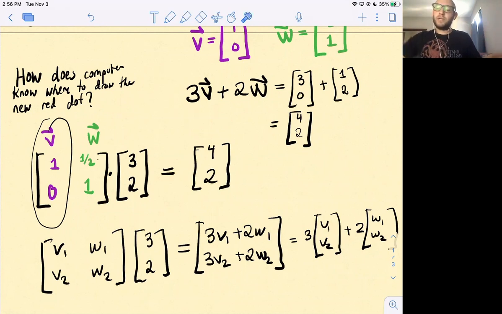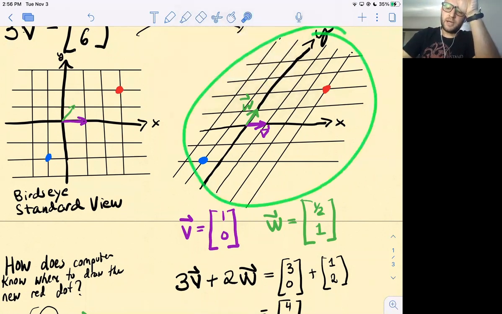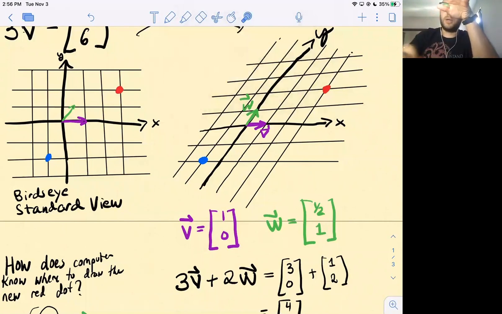And what if we wanted to instead describe what happens to the blue point? What could we plug in if we want to figure out where the blue point got mapped to? What would we plug in instead of 3, 2 for the blue point? What do you guys think? If I want to draw the blue point, imagine this whole picture is happening on the same screen, like your phone screen. Everything is getting transformed, so the blue point is being moved somewhere. What should I plug in to get the new coordinates of the blue point?